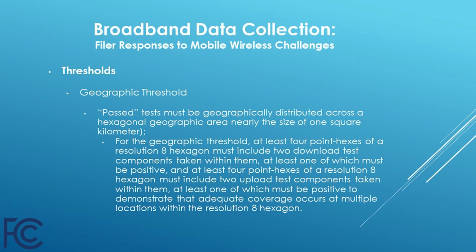Geographic threshold. Past tests must be geographically distributed across the challenged hexagon. For the geographic threshold, at least 4-point hexes of a resolution 8 hexagon must include 2 download test components taken within them, at least one of which must be positive, and at least 4-point hexes of a resolution 8 hexagon must include 2 upload test components taken within them, at least one of which must be positive to demonstrate that adequate coverage occurs at multiple locations within the resolution 8 hexagon.